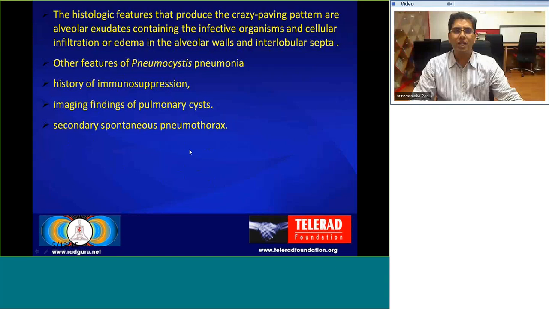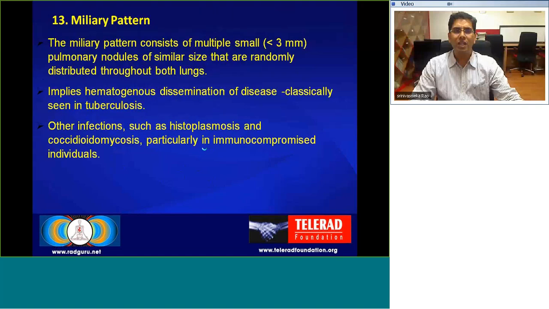You can see all these findings apart from this crazy paving pattern to help in diagnosis of a particular condition. So moving on to the next, a miliary pattern.